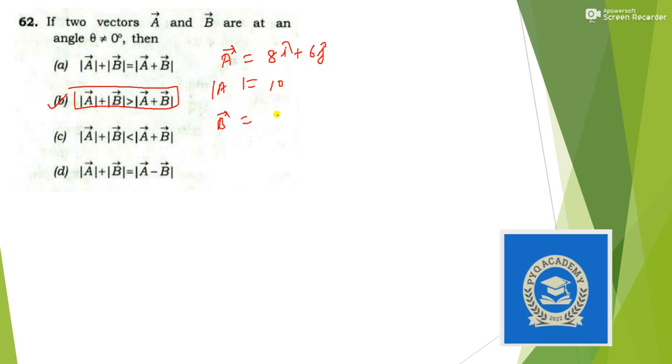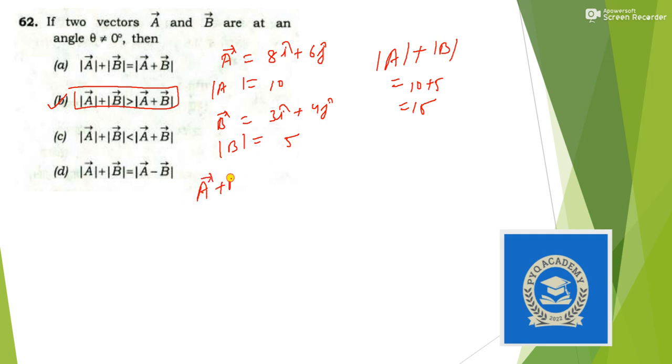Similarly, let's take B as 3 i cap plus 4 j cap. So mod B will be 5. Now mod A plus mod B will be 10 plus 5 equals 15. Now let's take A plus B. It will be 11 i cap plus 10 j cap.